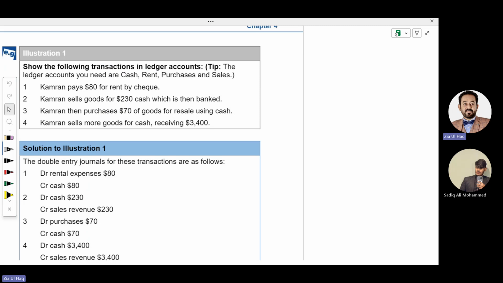If he is paying by check, we will credit bank. What is bank? Is our asset. So credit will be bank, against what? Rent expense. So debit rent expense.